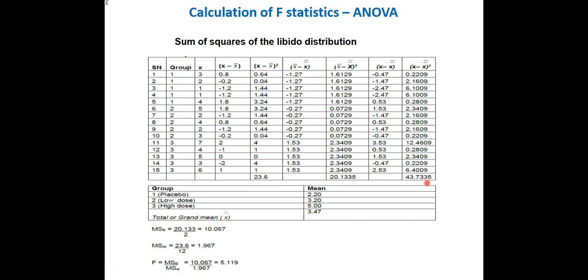I want to stop here because before you know it, people begin to get technical. So we'll talk further later about how you calculate the mean square, which is the variance, and how we calculate the F ratio. We discuss that in the next lecture.